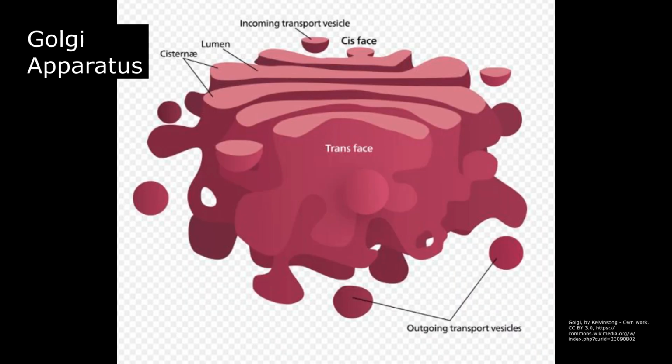The Golgi apparatus makes some of the chemicals produced within the cell. It also collects and packages chemicals for transport to different parts of the cell. It is found in both plant and animal cells.